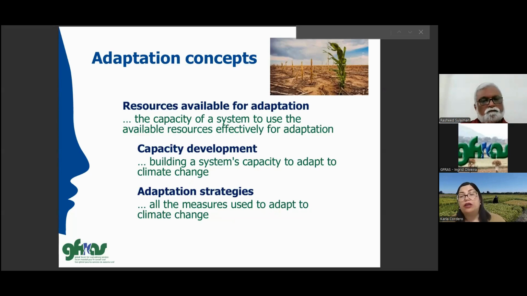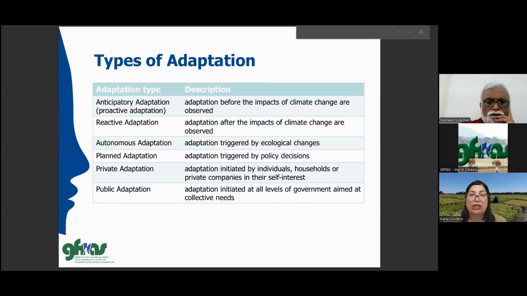We will also cover important concepts like resources available for adaptation, capacity development, which is building a system's capacity to adapt to climate change, and the different strategies, which are the measures we can use to adapt. Among the types of adaptation you can see in this table, we have anticipatory adaptation, reactive adaptation, autonomous adaptation, planned adaptation, private adaptation, and public adaptation. All of these will be covered deeply in this course.